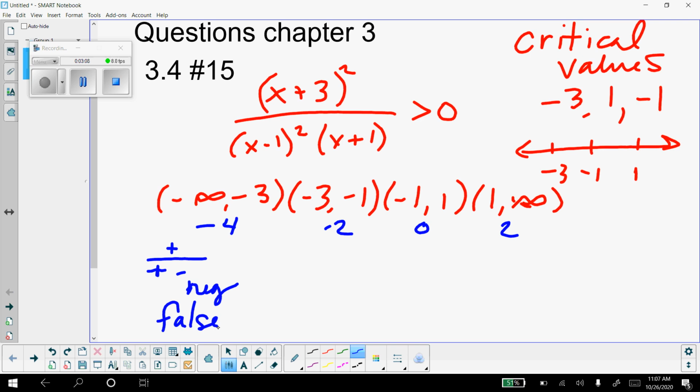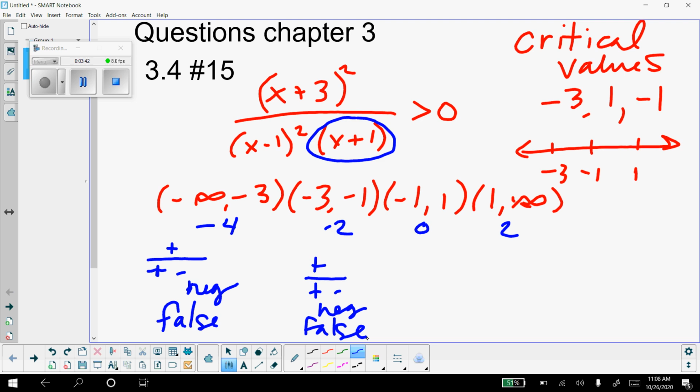Okay, let's try a -2. So -2 plus 3 is 1 squared, which would be positive. -2 minus 1 is -3 squared, which is positive. Those are always going to be positive, huh? So determining whether it's going to be positive or negative is this last set of parentheses right here. That's really the only thing we need to take a look at. So -2 plus 1 is -1. So that one again is going to be negative. So that's not greater than 0.